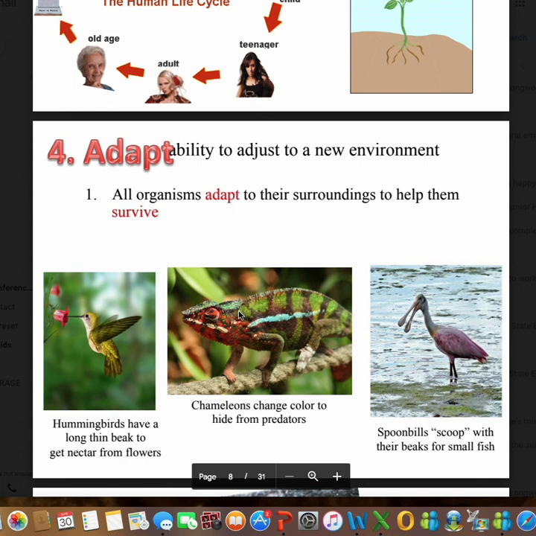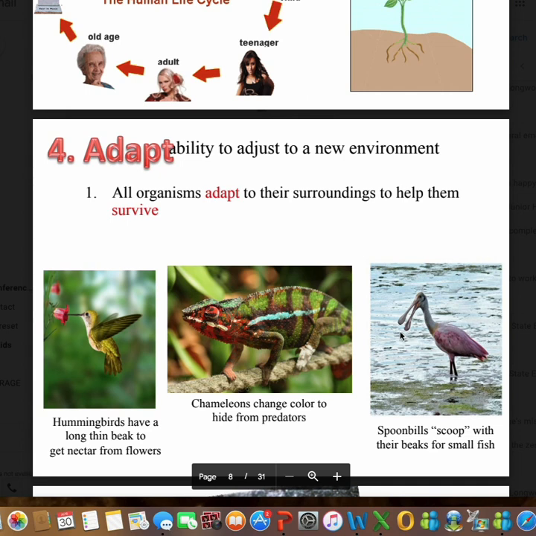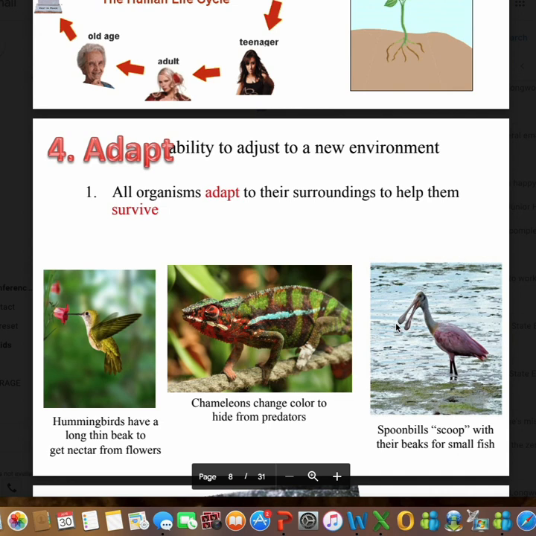Chameleons have so many different adaptations. One of their best ones is they have the ability to grip onto branches and trees to climb. They have scales in the back, and sometimes they change color. They have the ability to camouflage to hide from predators. What's an adaptation that a spoonbill has? Well, why is it called a spoonbill? Because it scoops up the fish with its beak. All birds have beaks and feathers. The unique characteristic of their beak determines what they can eat. An adaptation is a noun, and that is a physical feature.